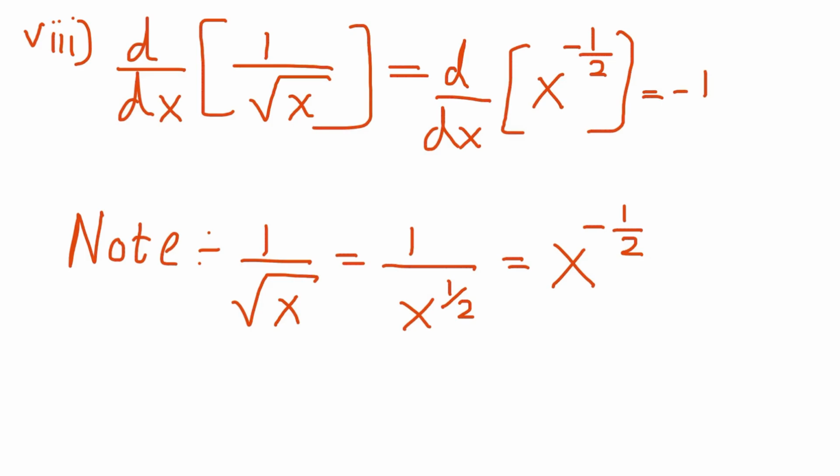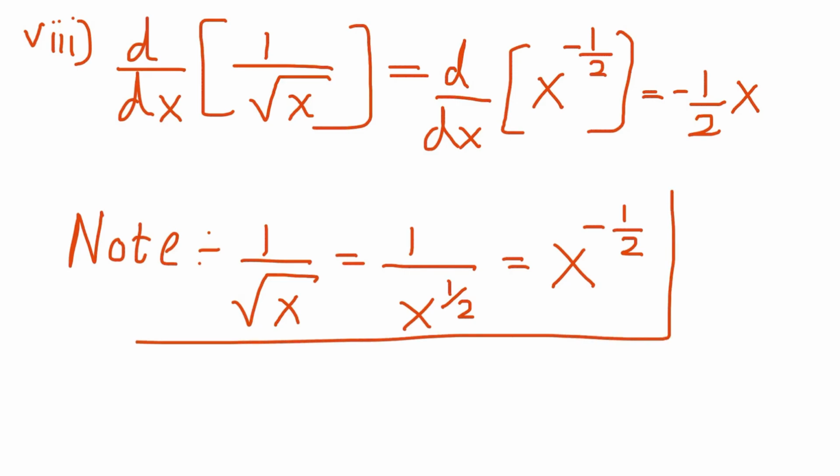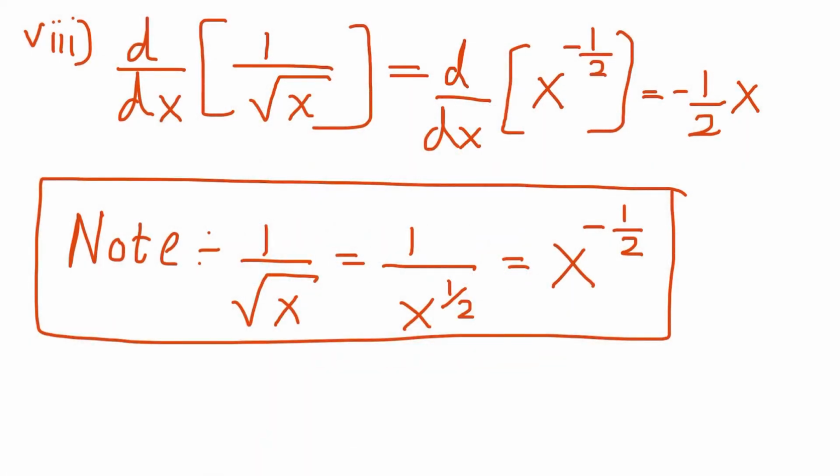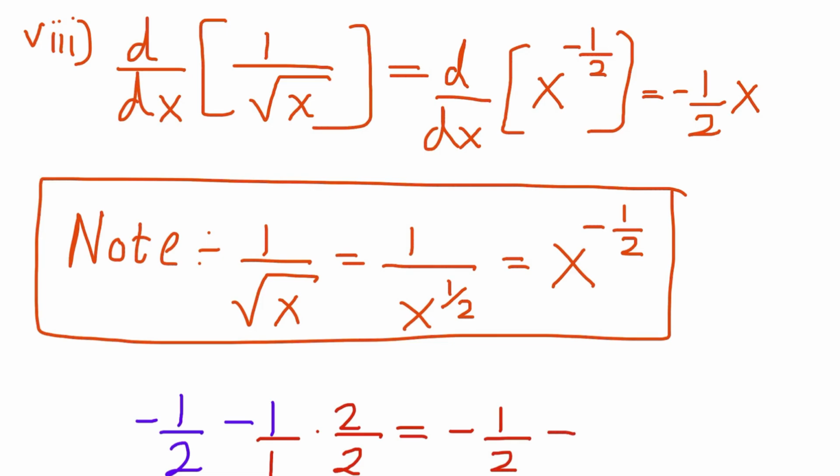And for the derivative, we can apply the power rule. Then we get negative 1 half times x to the power negative 1 half minus 1. Again, use the common denominator method to simplify the exponent. Then you get negative 3 halves. The derivative is negative 1 half times x to the power negative 3 halves.